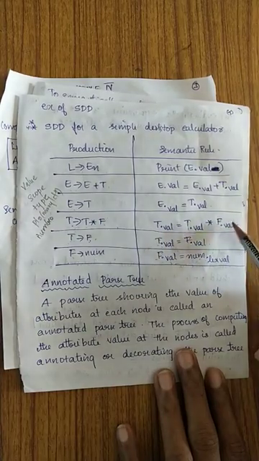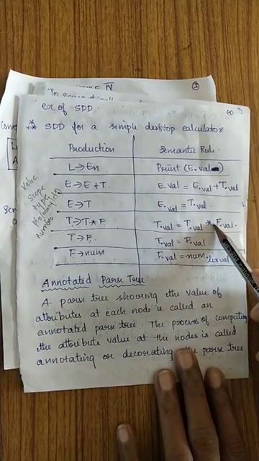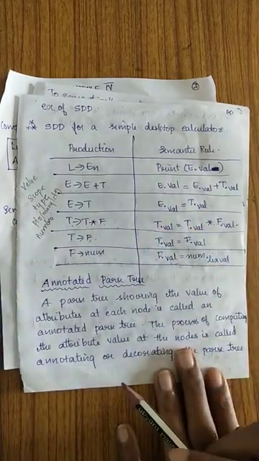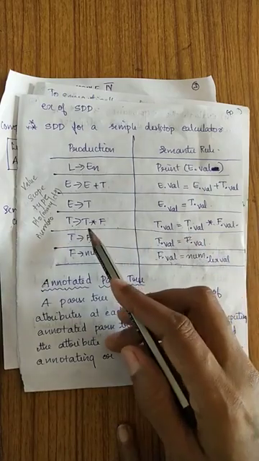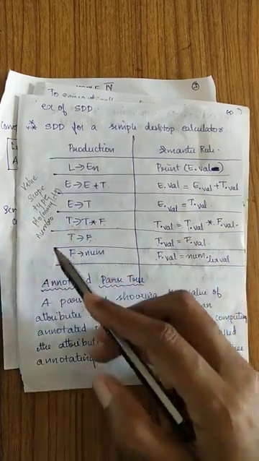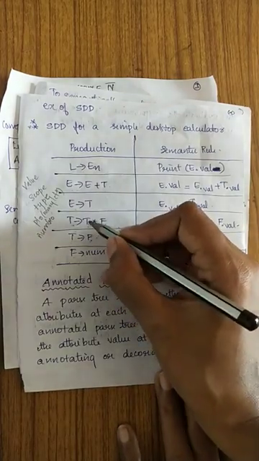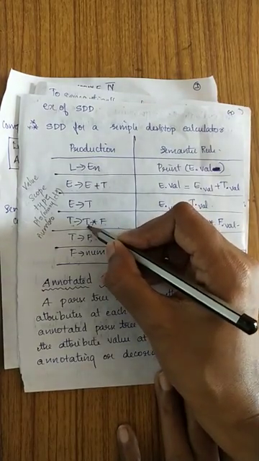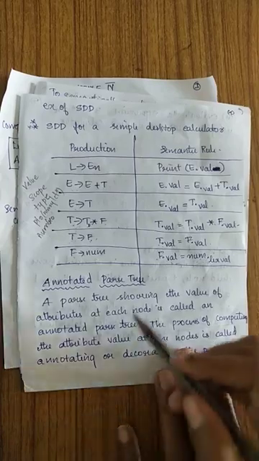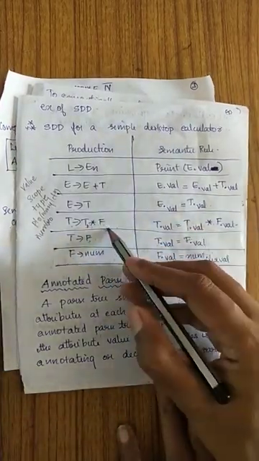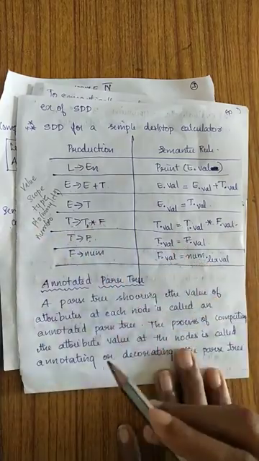So whatever value f has, that has to be multiplied with the value of t, and that should be assigned to this t. Here there will be a confusion about which t's value should be used for multiplication, this t or that t. So I just put a t1 here, which means the value of t1 should be multiplied with the value of f, and that should be assigned to t.